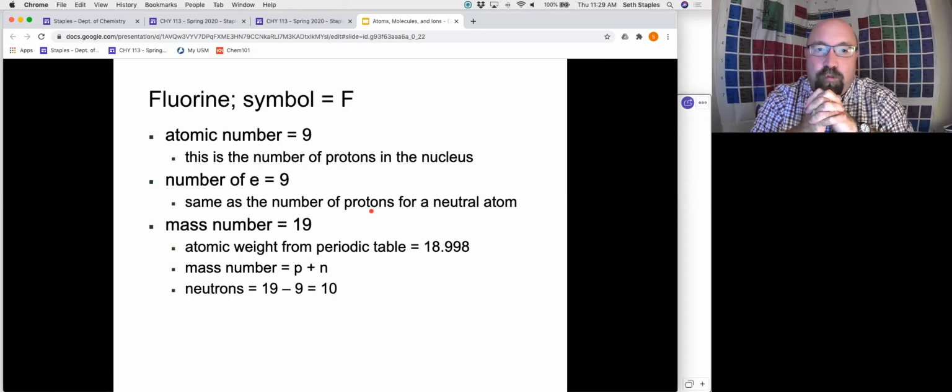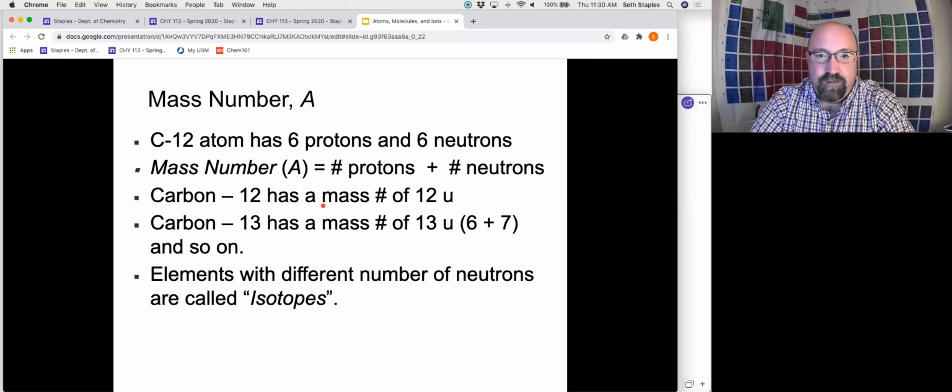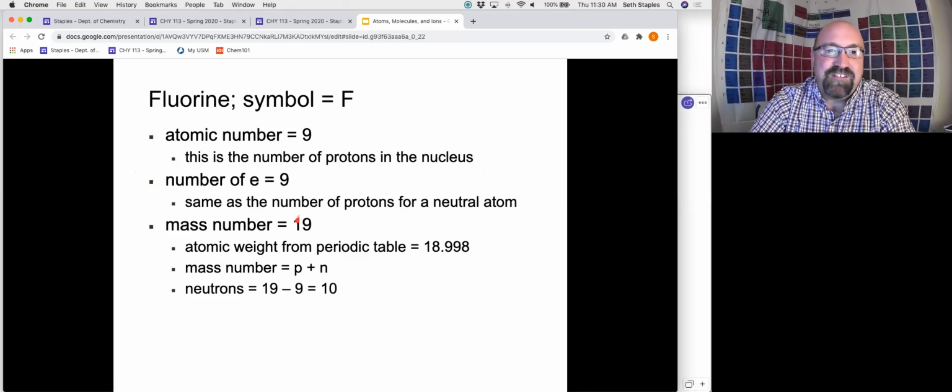And so for this particular fluorine isotope, the mass number equals 19. And so again, if we know that there are 9 protons, that means that our 19, our mass number, minus those 9 protons, means that fluorine-19 has 10 neutrons in the nucleus.